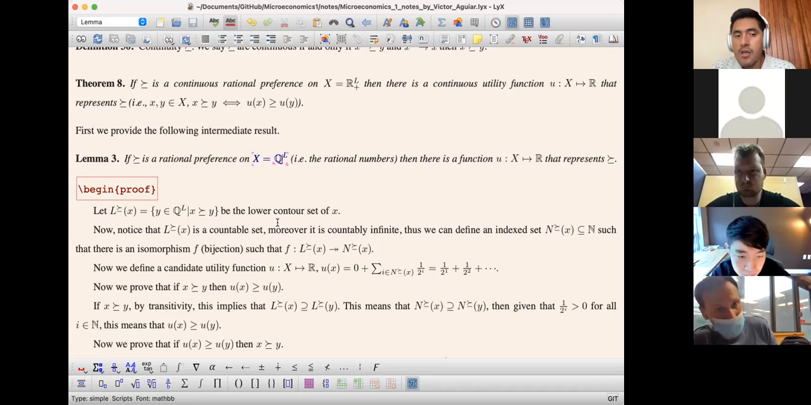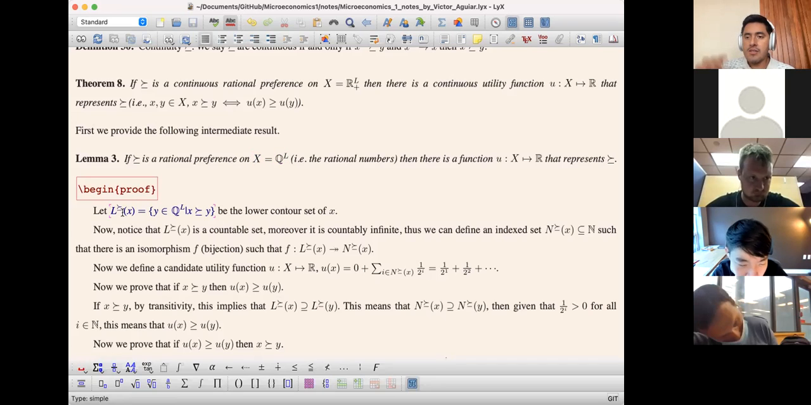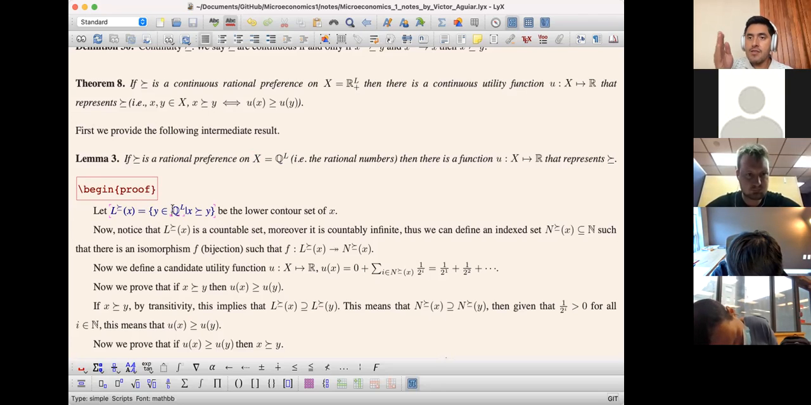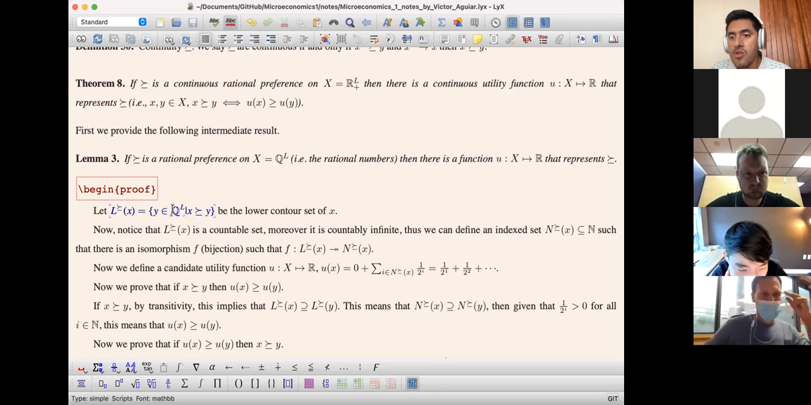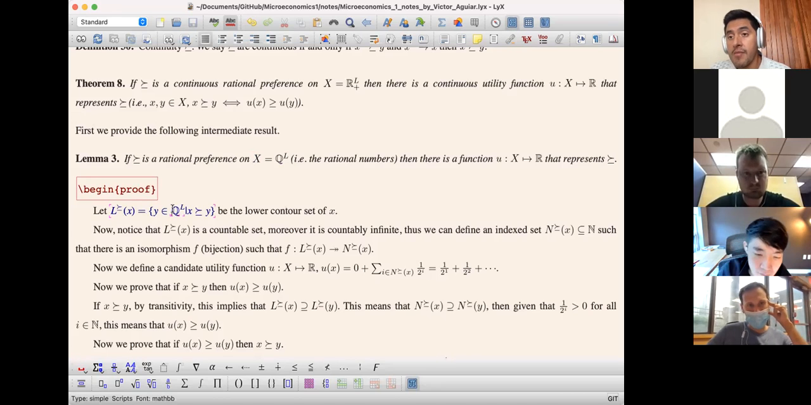So let me first introduce the notation again. This set, L of the preference of X, is the set of all alternatives in the set of rationals such that X is preferred to Y. Remember the name of this set? Yes, the lower contour set of X according to the preference relation. This is the same thing we used in the summer: the set of things that are worse than X according to the preference, but restricted to the subset of the rational numbers, restricted to Q^L. Understood? Now, this is just a definition.